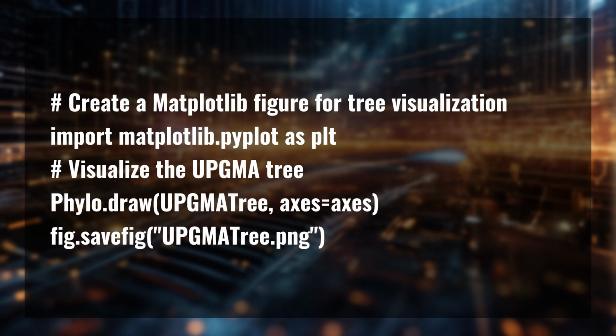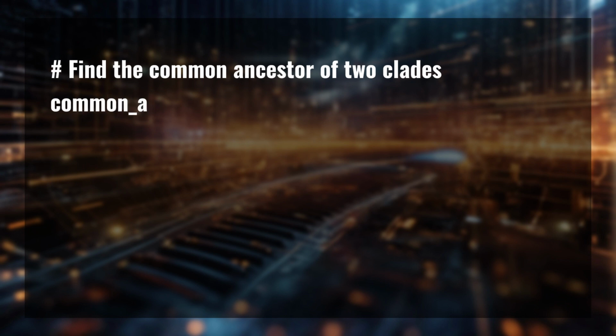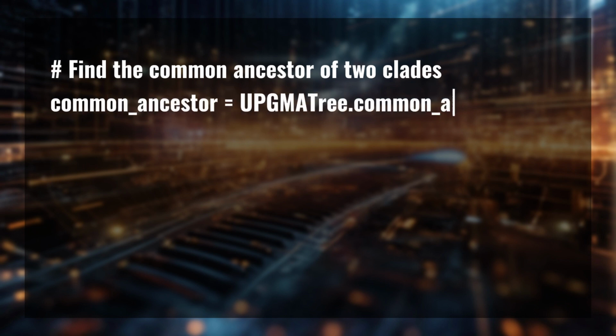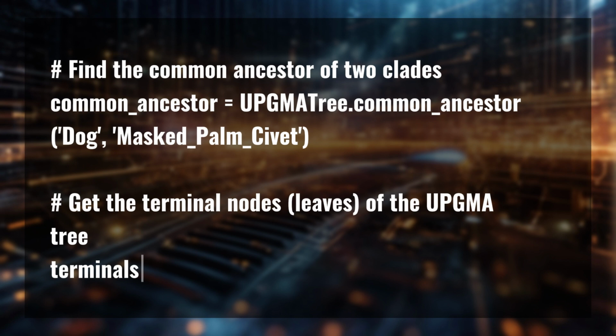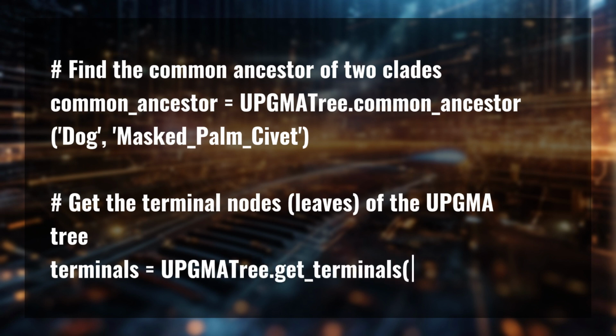Again the Python code we have finds the common ancestors of two clades. Yes, now we are trying to find the common ancestors. For this we'll define a variable named common ancestor, which is equal to UPGMA tree dot common ancestor, for dog, comma, marks palm, pivot. So we are now trying to read out the common ancestors from them.